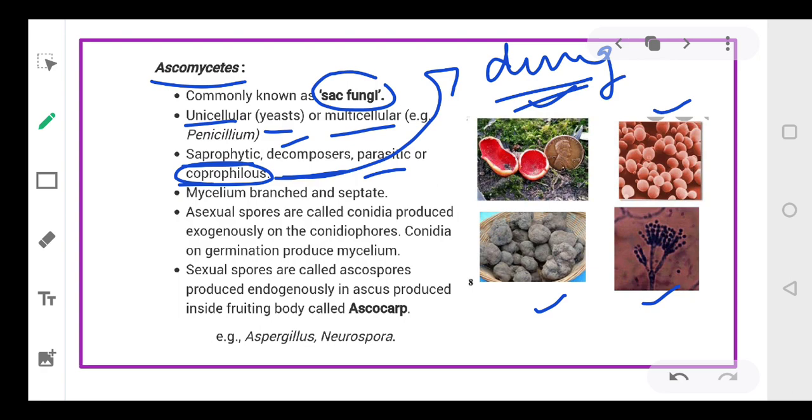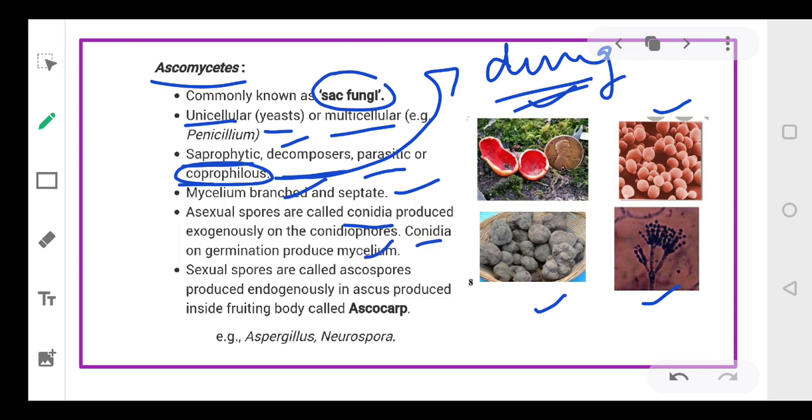Their mycelium is branched. Okay, the mycelium, you know, the continuous tube-like structures, may be branched and may be septate, meaning septa may be present. Asexual spores are called conidia, as we have discussed earlier. So asexual reproduction occurs by formation of conidia, right? And conidia later on form the mycelium.